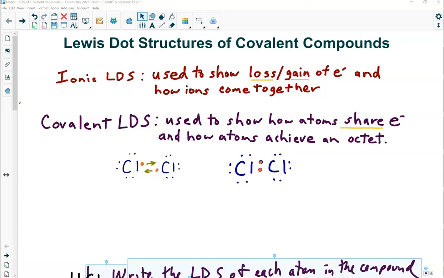You might remember that when we defined bonding, it was either the electrostatic attraction between oppositely charged ions, or it was atoms sharing electrons in order to achieve 8 electrons in their outermost shell, their valence shell. So with covalent Lewis dot structures, we're going to show how that can happen.